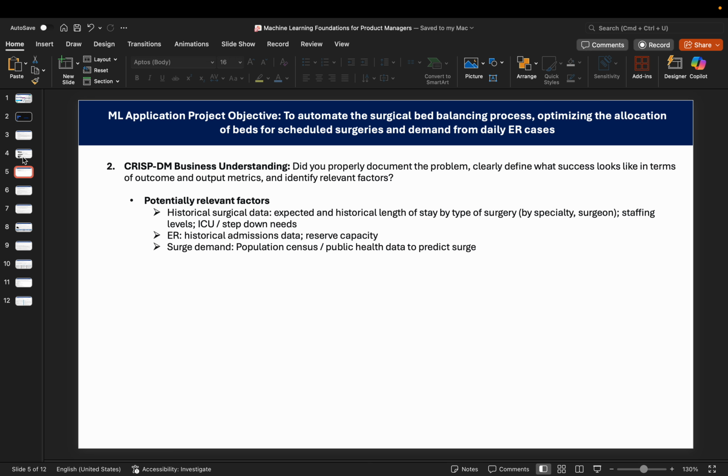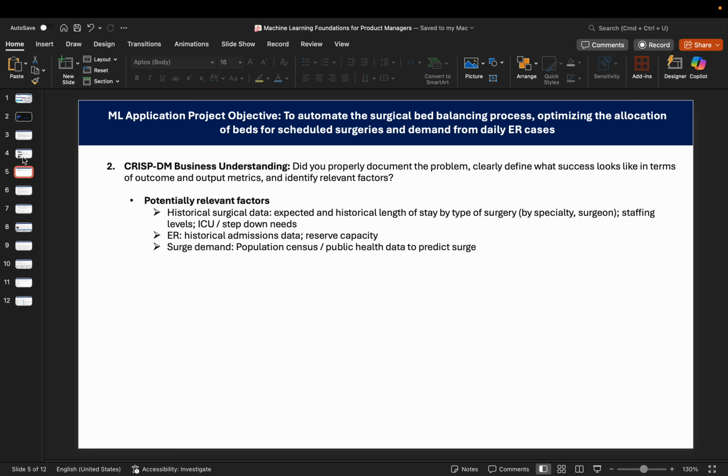Potential relevant factors would be historical surgical data in terms of expected and historical lengths of stay by type of surgery, specialty, the surgeon, because each surgeon will have post surgical care instructions that are different. So, how those are done also affect the length of stay. Staffing levels, the step up, step down needs based on the surgery and the condition of the patient.